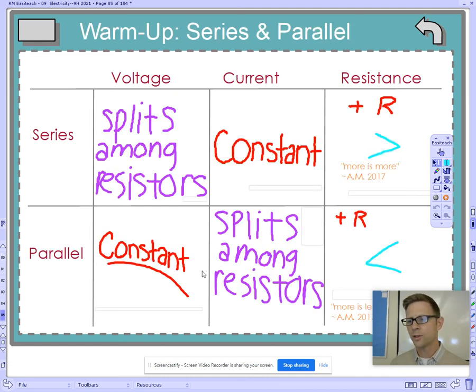Now, in the handwriting and words of previous students, voltage splits in series, current splits in parallel. The equivalent resistance for series is, if you add resistors, it gets greater. But in parallel, if you add resistors, it gets less.